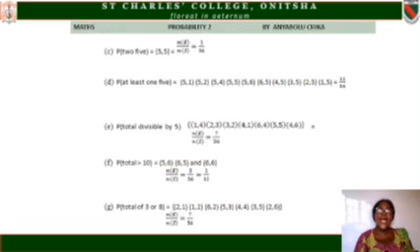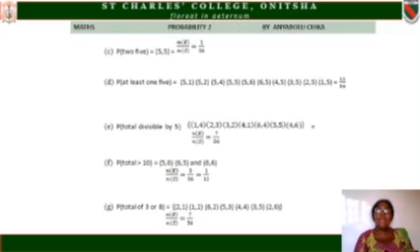Then D, at least one 5. In the sample space, where I have at least one 5 is where I have 5 1, 5 2, 5 3, 5 4, 5 5, 5 6, 6 5, 4 5, 3 5, 2 5, 1 5. Total of 11. So the probability is 11/36.